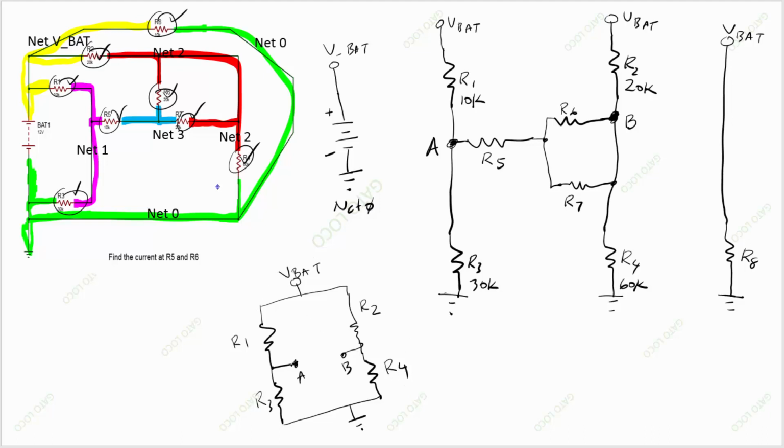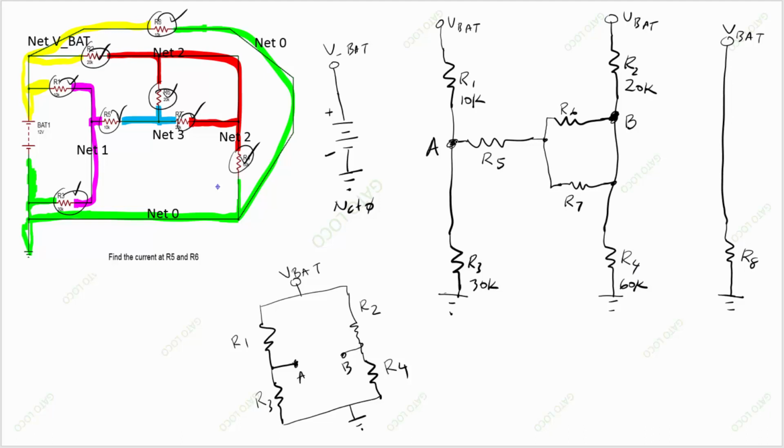So what we need to do is find the voltage between point A and point B, and that will solve the problem. If the voltage at A is the same as the voltage at B, then no current will go through these resistors. Let's find out. R2 is 2 times R1, and R4 is 2 times R3.